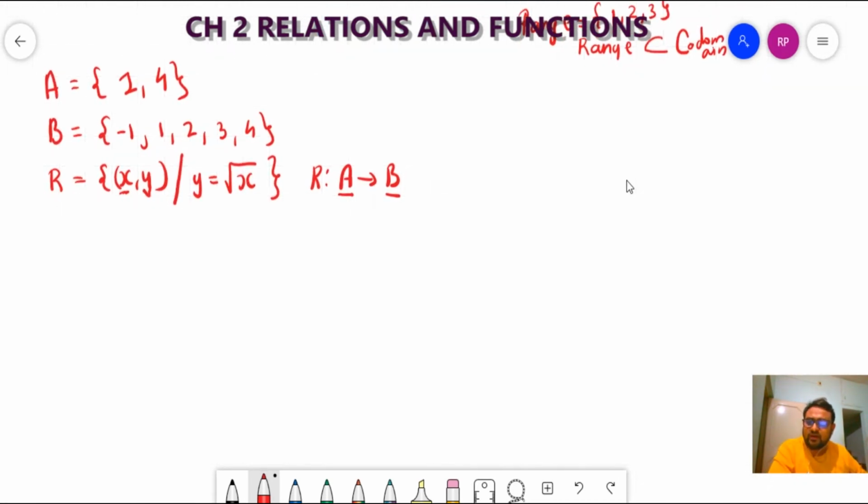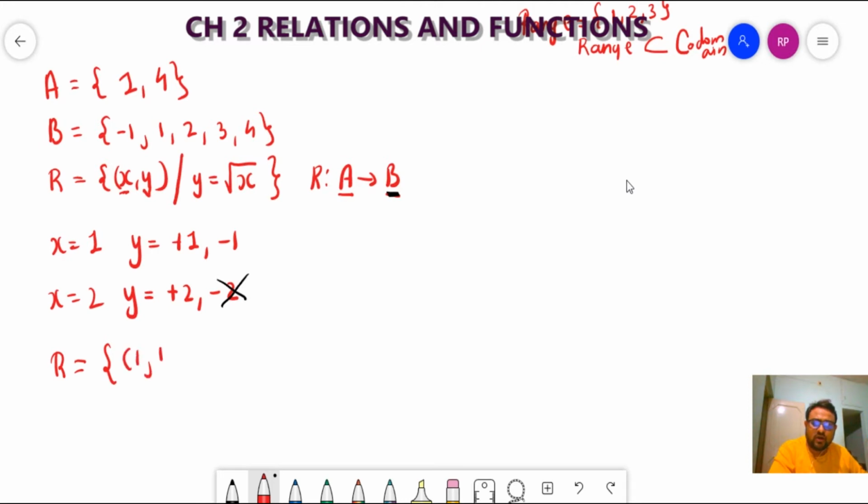Now when I solve it, if I take x equal to 1, then y equal to +1 or -1. When I take x equal to 4, at that time y will be equal to +2 or -2, but -2 we are not having in the codomain. So the relation will be equal to (1, 1), (1, -1), (4, 2). This will be the relation.